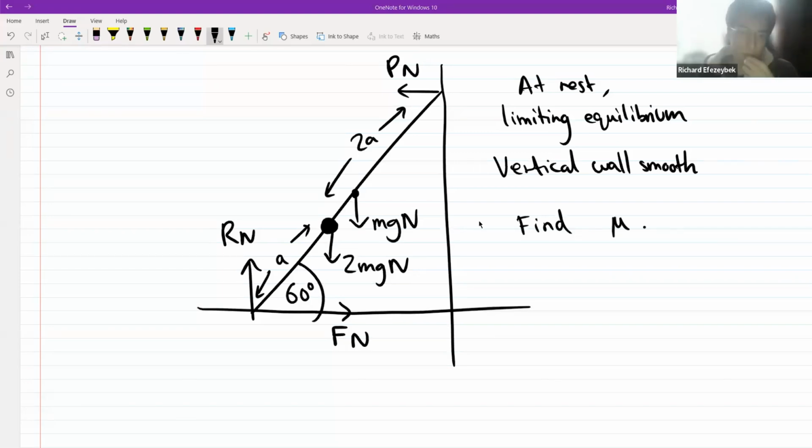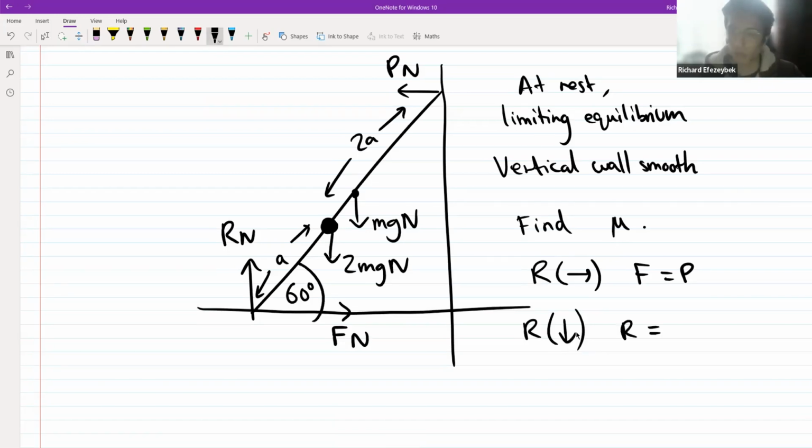Okay, so first things first, resolve forces. Well, first thing first is actually to draw the diagram. Now we resolve forces. When in doubt, resolve forces. The only two horizontal are F and P. We know they're equal to each other. And then resolving downwards, we know that the resultant force R is equal to the sum of the two weights, which is 3 mg.